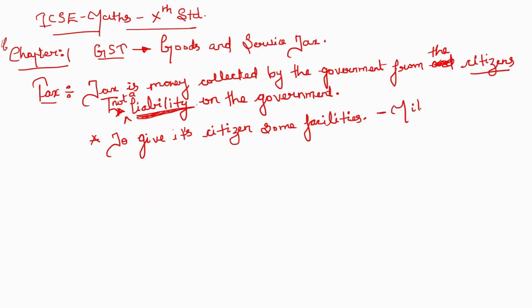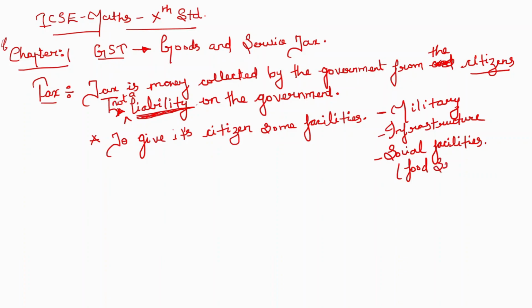That can be military facilities, that is safeguarding our country. That can be infrastructure facilities, that's roads, railways, etc. These facilities are provided by the government. Even social facilities. For example, there are poor people in our country who are to be fed. So that rice or those food grains are provided by the government itself. Social facilities can be called food security of the country. This money is spent in many cases. Some of the examples are these three examples.